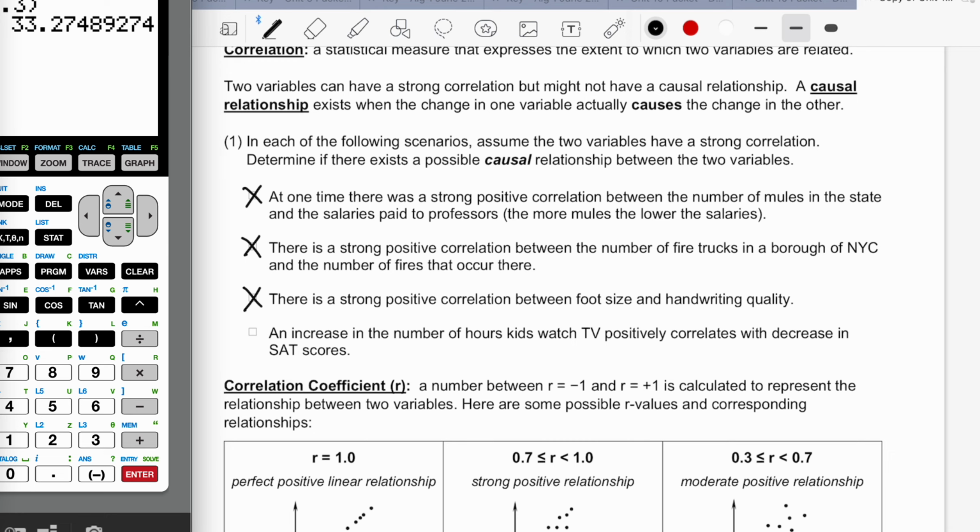So we're looking to see if one variable causes a change in the other. It could go the other way around, where you look at it and say a decrease in SAT scores positively correlates with the number of hours of TV a kid watches. Aside from that, there's only so many hours in the day.